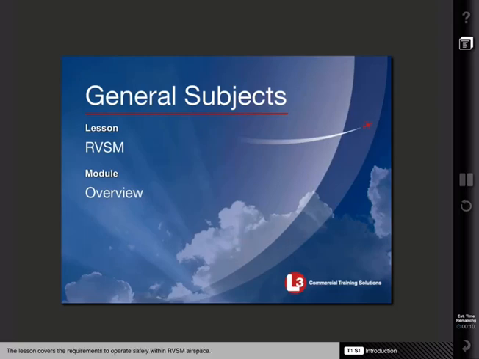The lesson discusses the requirements to operate safely within RVSM airspace. Normal operating procedures and contingency procedures are also discussed.